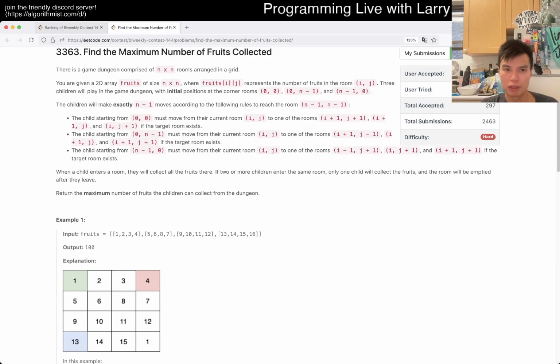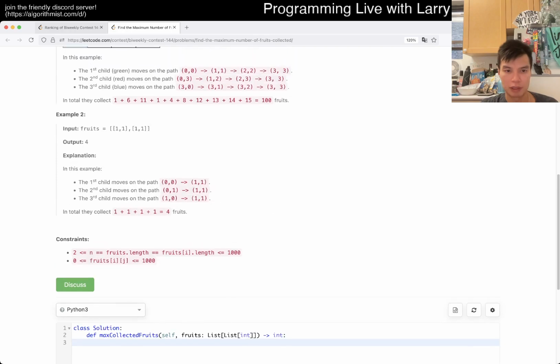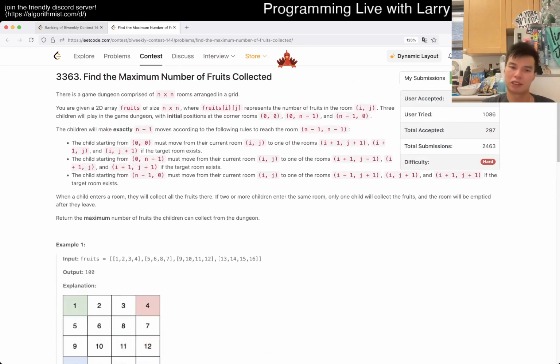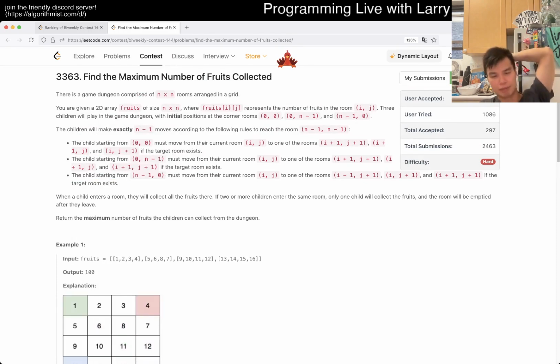Oh wait, what do the fruit mean? Oh no, that's fine. That is what n by n means. Okay. So they are 1,000,000 cells. Okay, just want to make sure. And wait, it's a square. Okay, it's a square because it needs to be for the symmetry reasons.